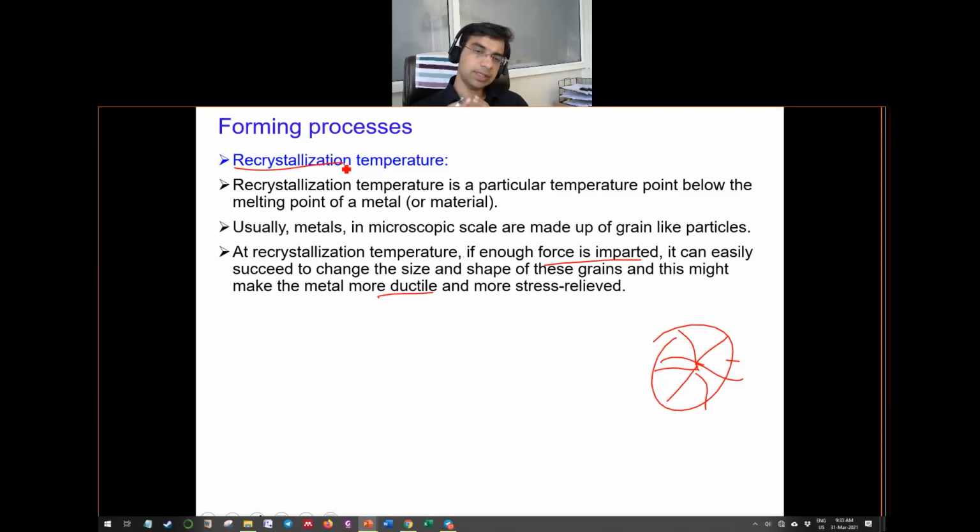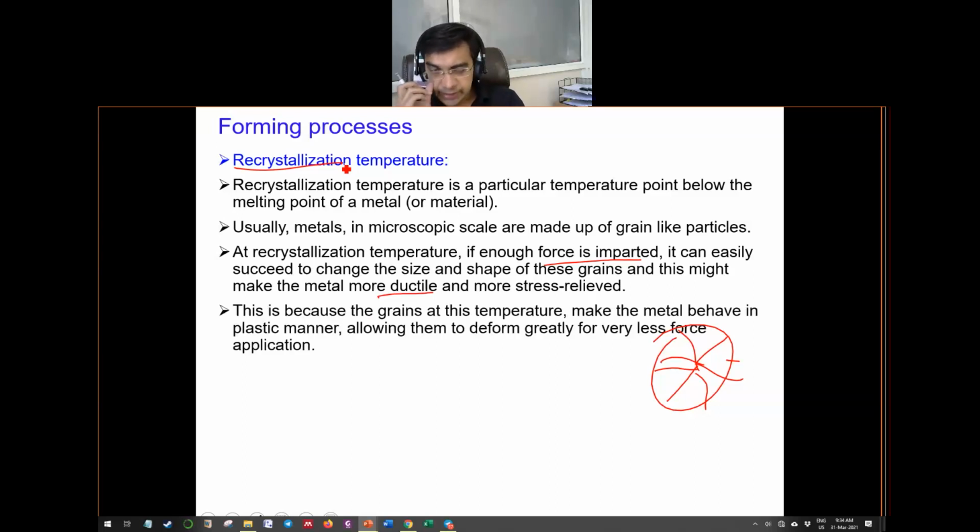Smaller grains means the shape of the material can now be easily changed. So all the forming processes that happen above the recrystallization temperature are considered hot forming processes. All the forming processes that happen below the recrystallization temperature are known as cold forming processes. In the course of this module, we will study how hot forming or cold forming is beneficial and what their limitations are, case by case.